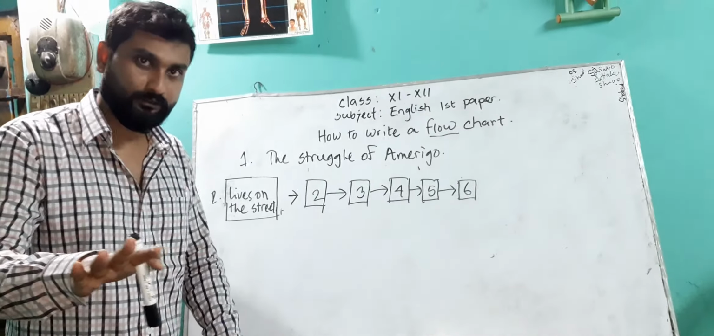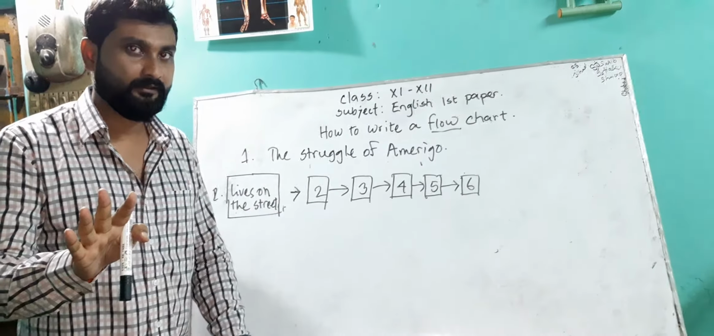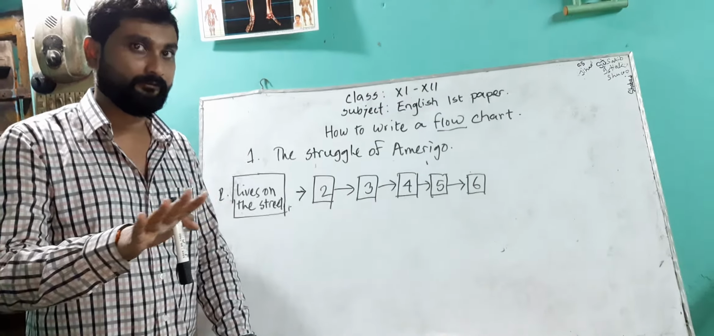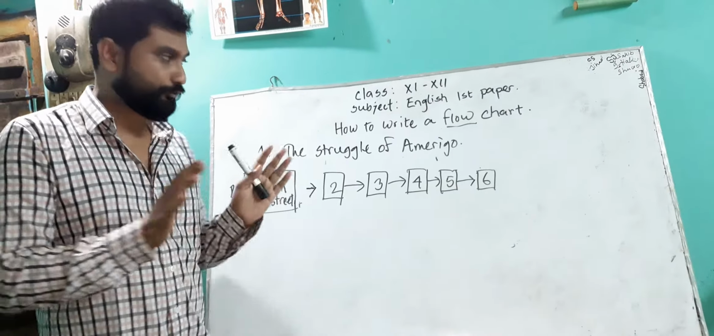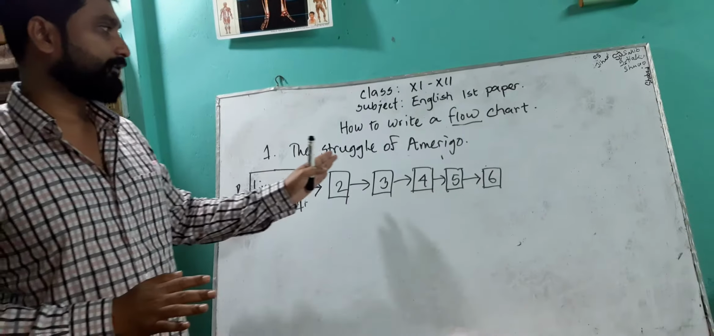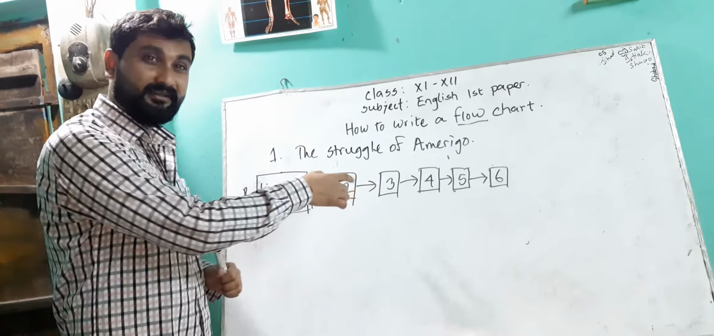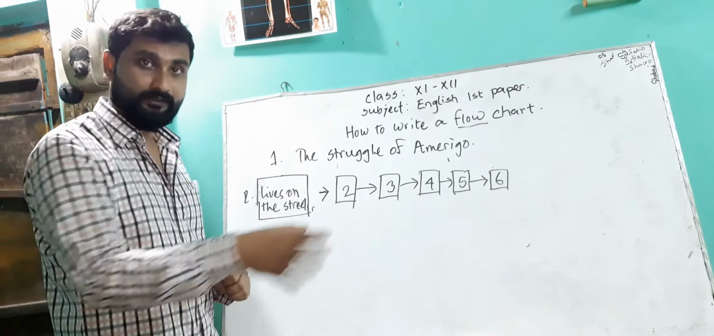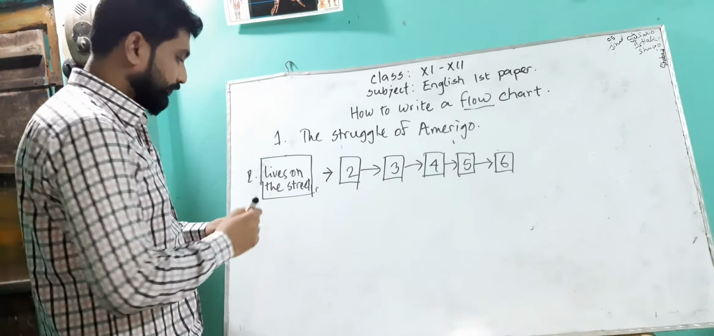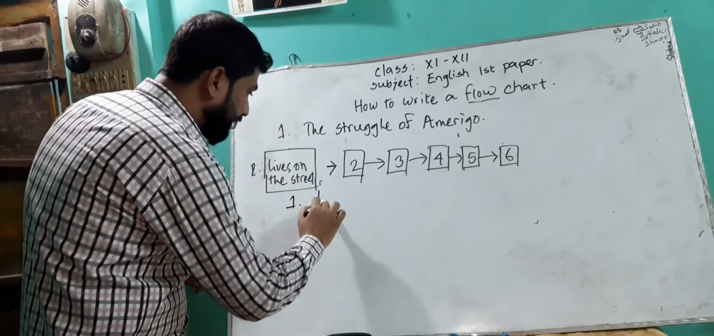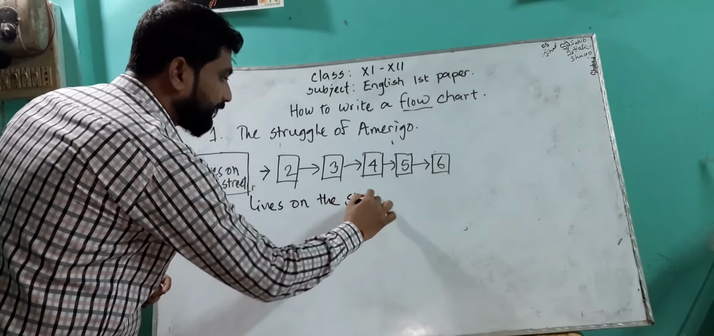In your textbook there is a passage, Amerigo, a street child, in chapter 7, lesson 4. If it is the Amerigo passage, the question will be like that: write about the struggle of Amerigo. I just write in a short form, the struggle of Amerigo. The answer would be like: lives on the street.